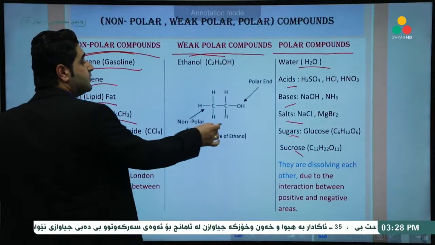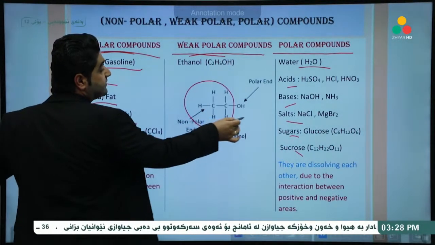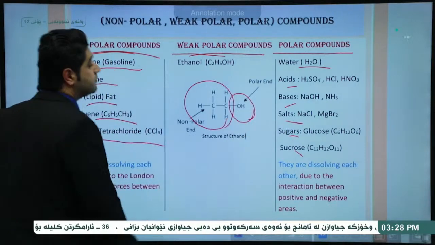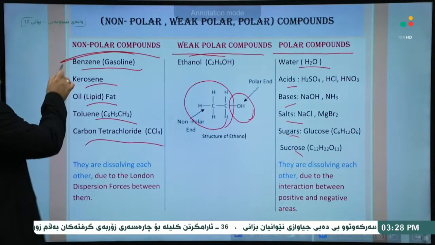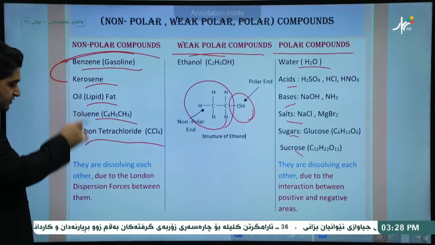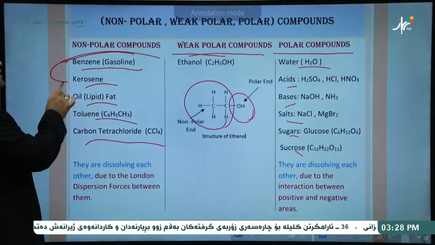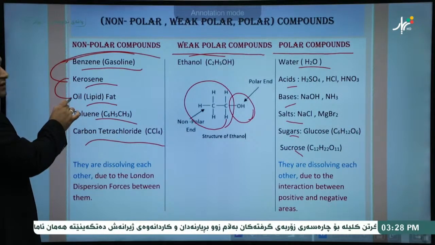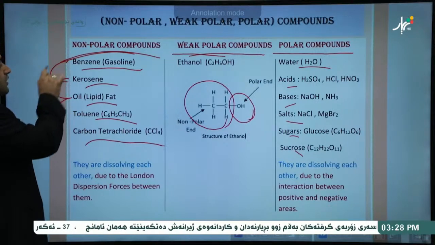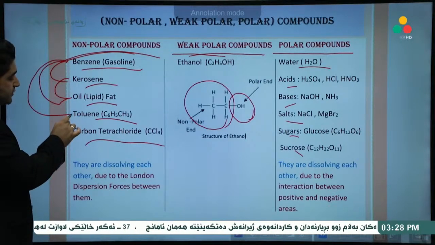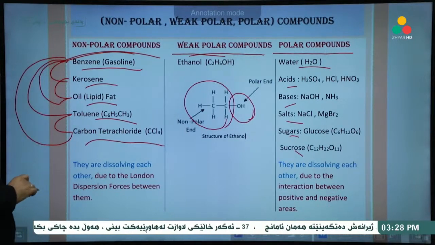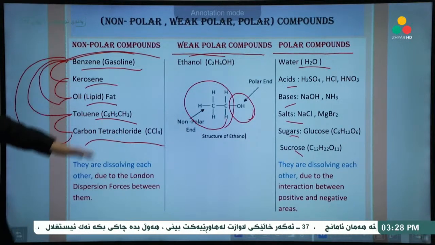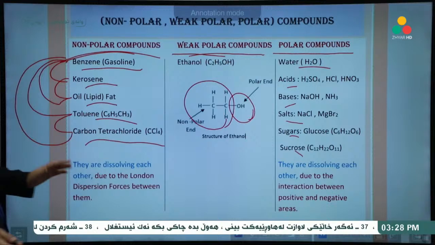Ethanol consists of a non-polar end and a polar end. It's very important, please be aware of this. Look, benzene can dissolve kerosene because both are non-polar. Kerosene dissolves oil. Oil dissolves benzene. Benzene dissolves toluene. Toluene dissolves carbon tetrachloride. Carbon tetrachloride dissolves benzene. Why? Because they are non-polar, so they can dissolve in each other.